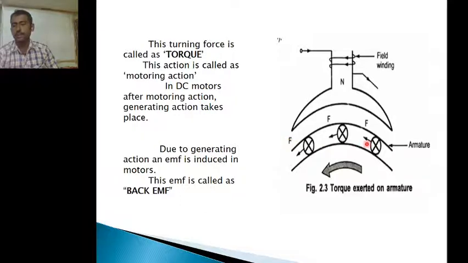Our motor will be operated in the generator mode. How? When force is developed in the rotor of the motor, the rotor will rotate in the field of the two magnets, north pole and south pole. According to Faraday's first law, when a rotating conductor is placed in a magnetic field, it will cut the flux and an EMF will be induced in it, and that EMF direction can be decided, as we see in our next slide.